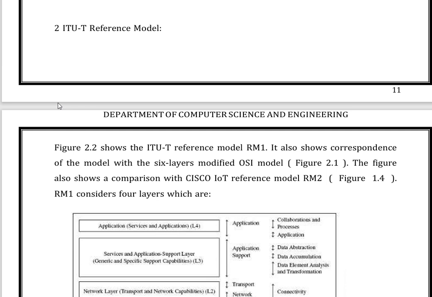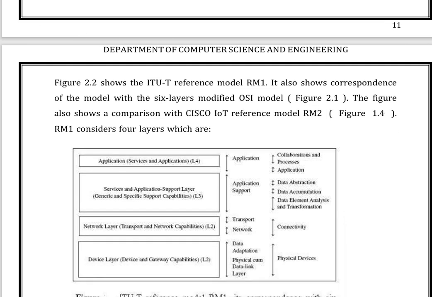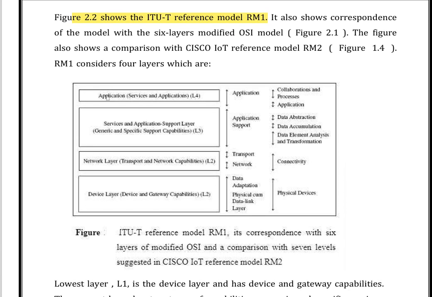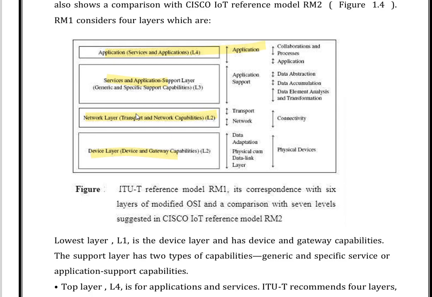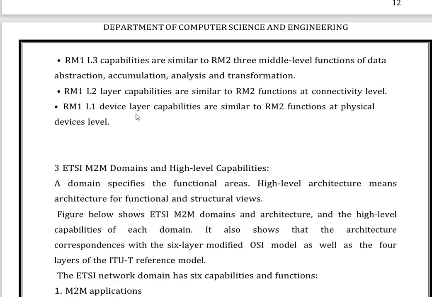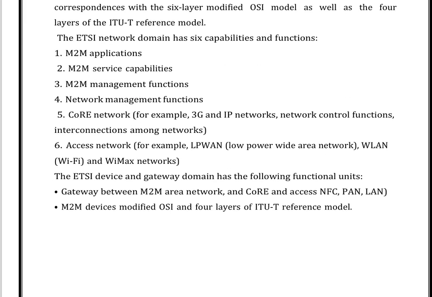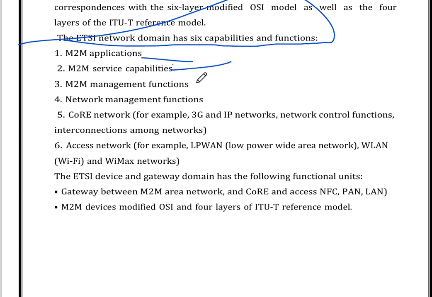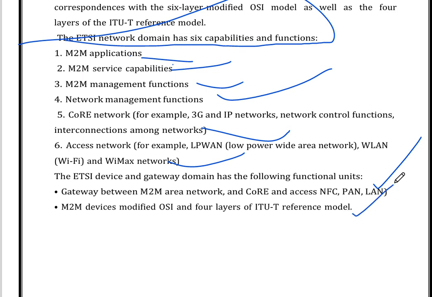Then let us see about the ITU reference model. The ITU reference model is a six layer model, a modified OSI model. Application layer, service support layer, network layer, device layer. The ETSI network domain has six capabilities: M2M application, M2M service, M2M management, M2M network management, core network, 3G, IP network, access network. ETSI M2M device. ITU-T reference model.